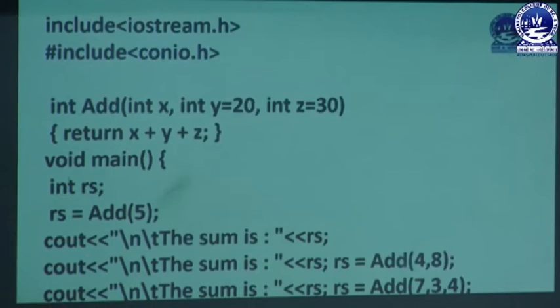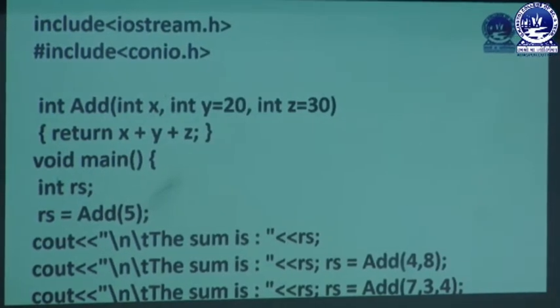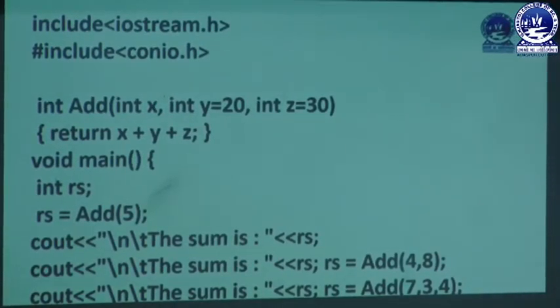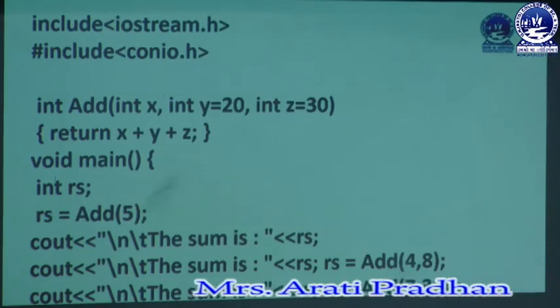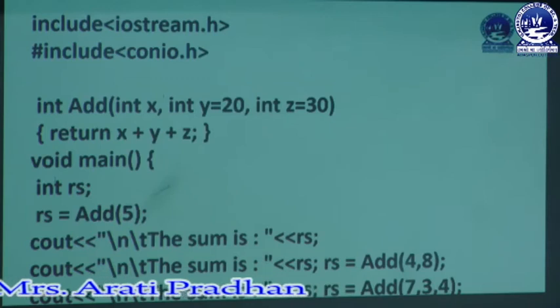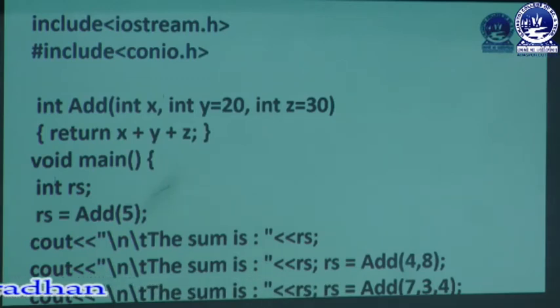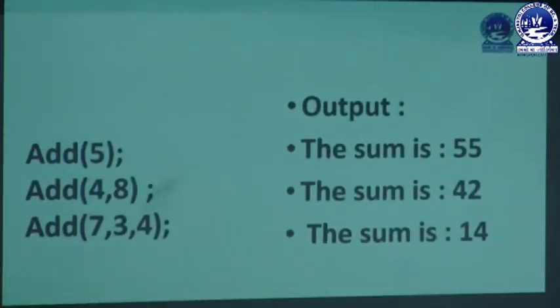In this case what will happen? x will be initialized with 7, y will be initialized with 3 and z will be initialized with 4. It means that here y and z will be overwritten and you will get output 7 + 3 + 4, that is 14. Now here I have used the same statements, the function calls and the corresponding outputs.